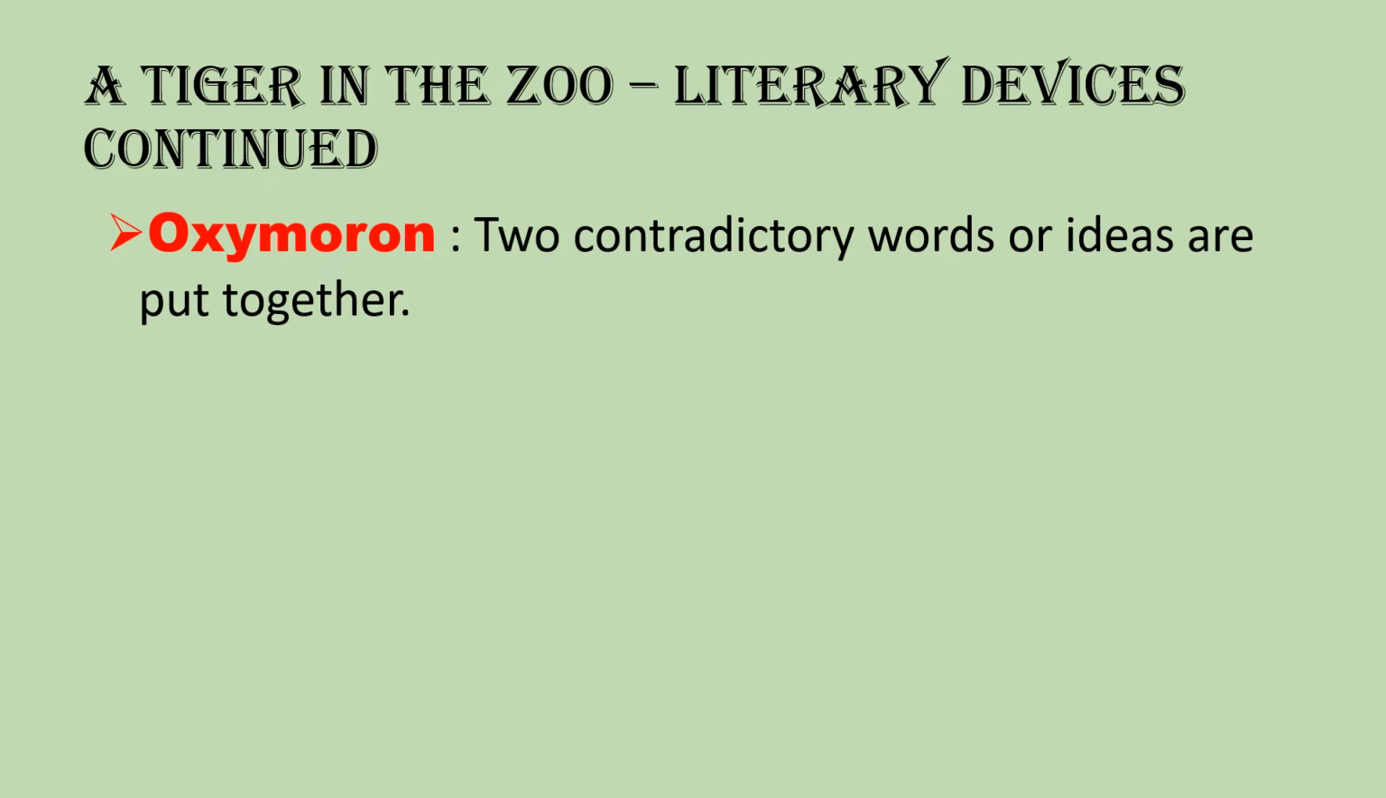Next literary device is oxymoron. What is oxymoron? Oxymoron is when two contradictory words or ideas are put together. Okay. What is contradictory? Contradictory means opposite. Okay. Let's see the example.